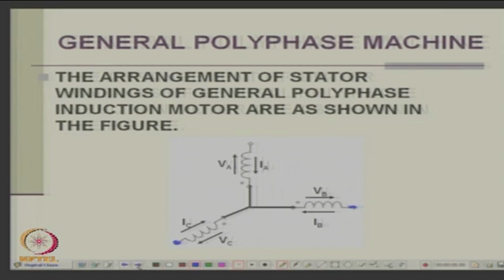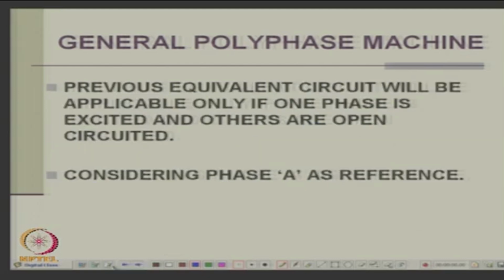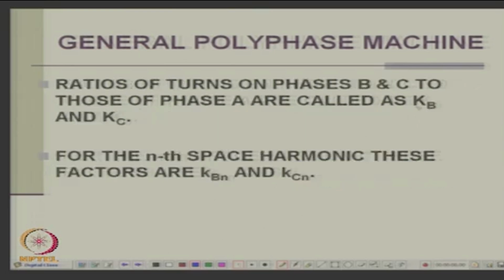Now, we have already defined the rotor, which is of course symmetrical, and now we are taking A phase as a reference. The number of turns will be KB KC for the fundamental, but it will have another factor KBN and KCN because of the winding factors, because the pitch and distribution factor for the nth harmonic field will be different. If it is cos beta, then it will be cos n beta for the nth harmonic, because the electrical angle will be different for the nth harmonic. So, this is due to the winding factors.